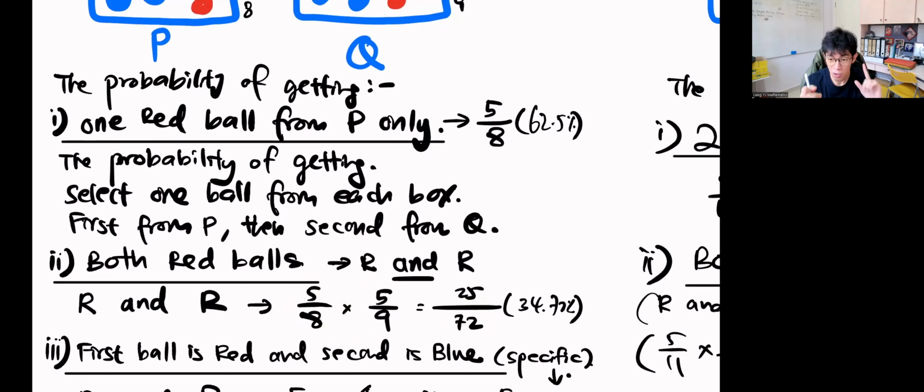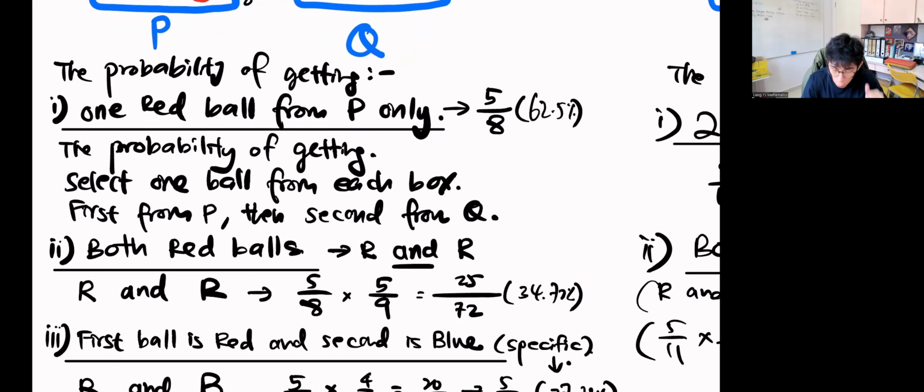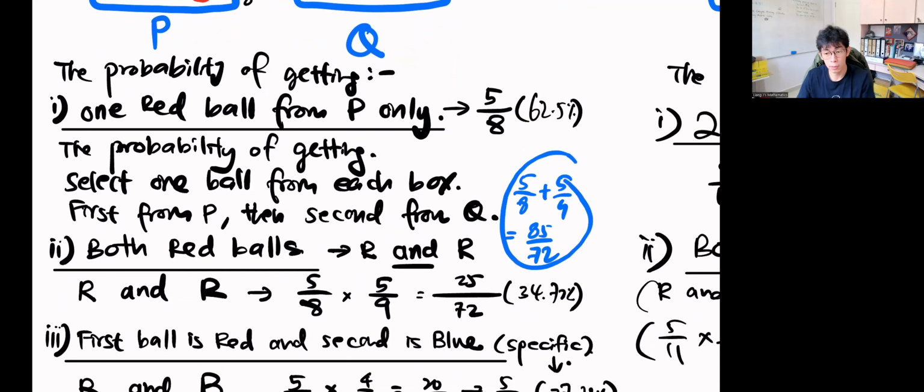And it will be 100% lesser than 62.5, because one event is 62 point something. Imagine if you add them all up and show everybody, you see what happened to the probability. If I add them together, you get 85 over 72. Do you think this is possible? Tell me why not possible. Tell me the reason. How can the probability be more than 100%?